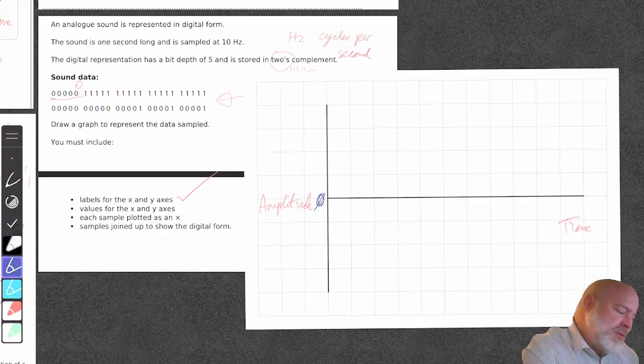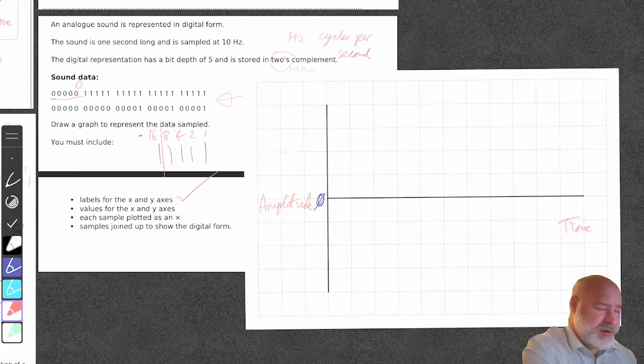And 2's complement. So again, it's 1, 1, 1, 1, 1. So if we said that that's worth 1, that's worth 2, that's worth 4, that's worth 8, that's worth 16. But because it's in 2's complement, it's representing a minus number, a signed integer, right? So minus 16 plus 8 is minus 8, plus 4 is minus 4, plus 2 is minus 2, plus 1 is minus 1. So that equals minus 1.